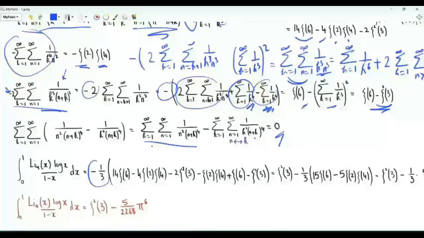Collecting our results, multiplying by minus 1 over 3, we get that integral x from 0 to 1 log x over 1 minus x times the polylogarithm of order 4 of x is the square of zeta of 3 minus 5 pi to the power 6 over 2268.